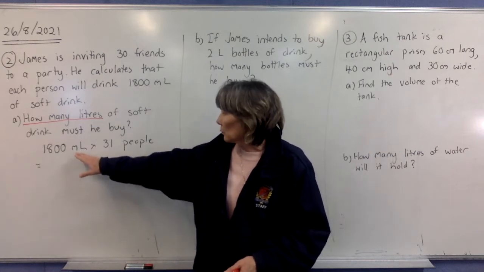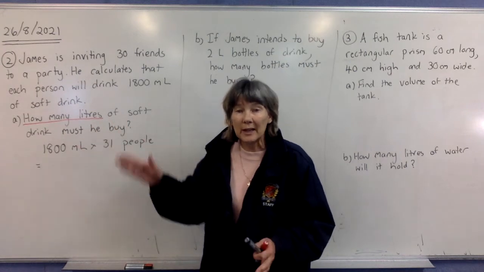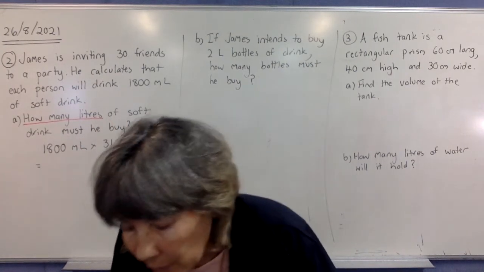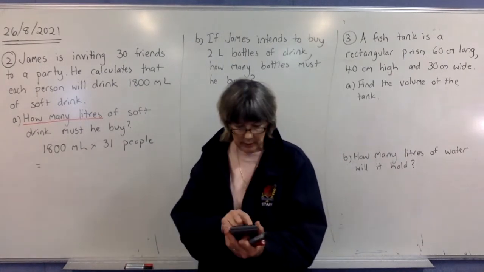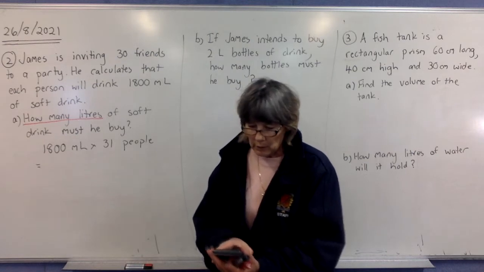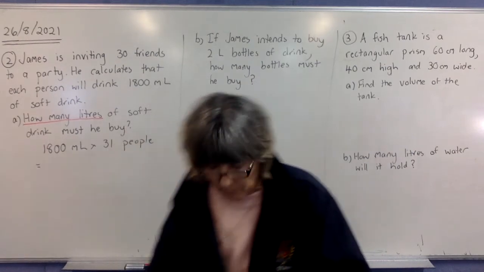Okay, so we're going to start with 1,800 millilitres for each person. Now, don't forget there's 31 people, including himself. So if we multiply those on our calculator, 1,800 times 31 people, you get 55,800 millilitres.